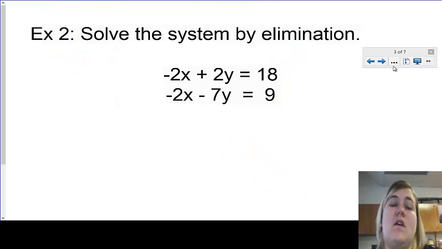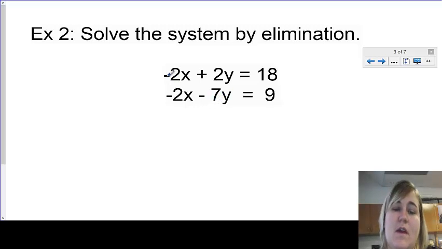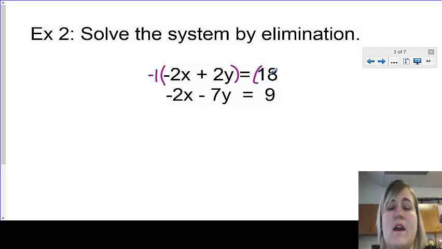On this one it says to solve the system by elimination. And this time, looking at my x's, I have negative 2 and negative 2. Those are the exact same coefficient. I need them to be opposite signs. Here I have 2 and negative 7. Those are completely different coefficients. So the easiest thing for me to do would be to make one of these a positive. And I could make it a positive by multiplying by negative 1 on both sides. Because what I do to one side, I must do to the other. And as long as I do that, it hasn't changed the value.